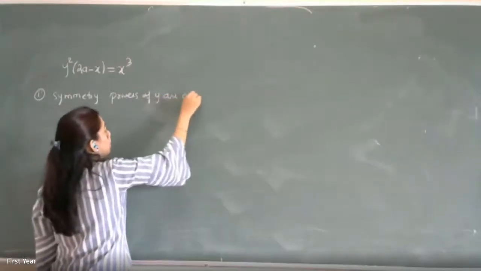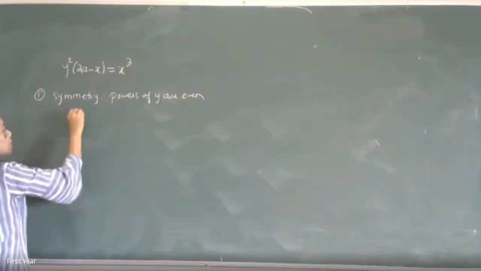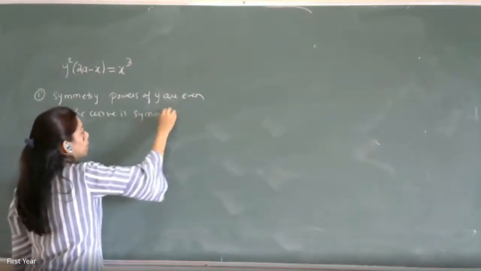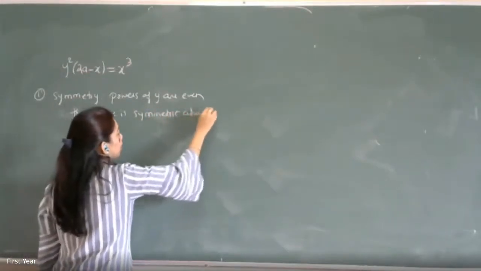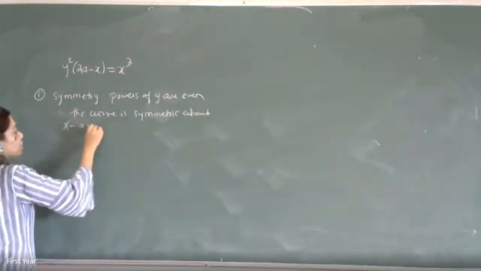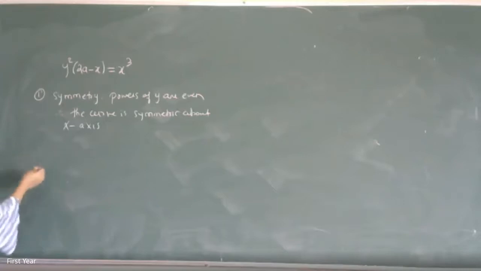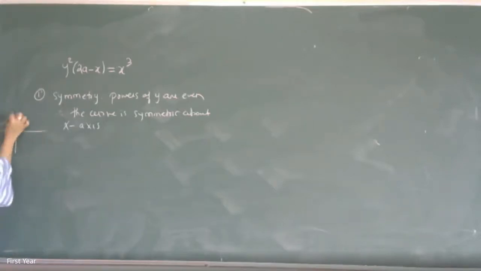Whose powers are even? Powers of y are even. Therefore, the curve is symmetric about the x-axis. So that means you have to check only what happens above the x-axis, that is, in the first and second quadrants. Is it okay? Is there any other symmetry? There is no need to go for other symmetry. Once you get one symmetry, it's more than sufficient, because now your area is restricted to only the first and second quadrant. Whatever happens there, the same thing will happen below.